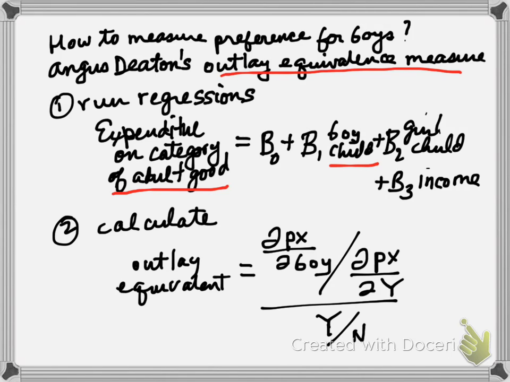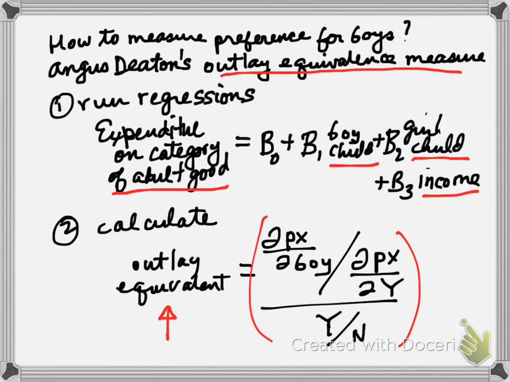how much they were affected by the number of children in the family. And our interest, of course, is whether boy children will affect those expenditures differently from girl children. And of course, we have to control for the level of income when we're thinking about how much a boy child or a girl child affects expenditure on adult goods. Given these regressions, we can then calculate what's commonly called an outlay equivalent, which is the expression that we have here on the right.